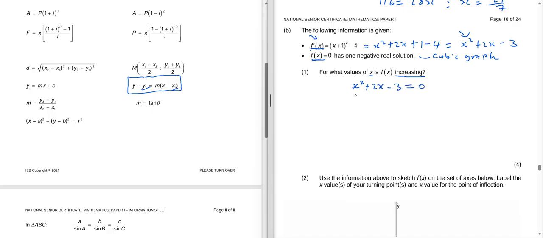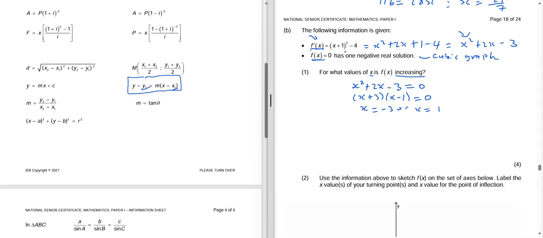and then this is just minus 3 times 1 is minus 3, and then the factors that can form that will be x plus 3, x minus 1, and then equals to 0. So x is equal to minus 3 or x is equal to 1. So those are the critical values.